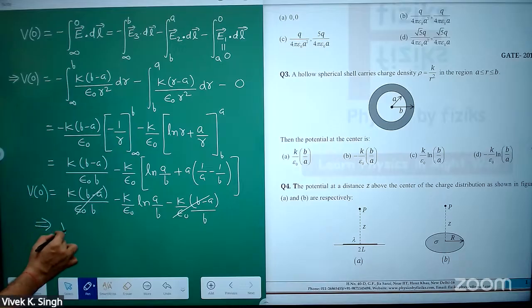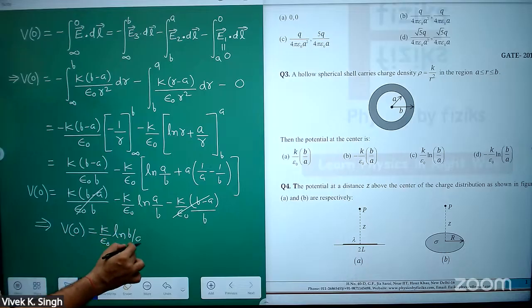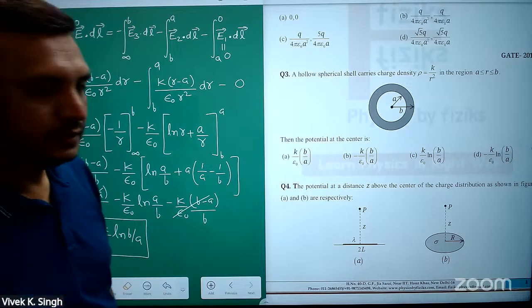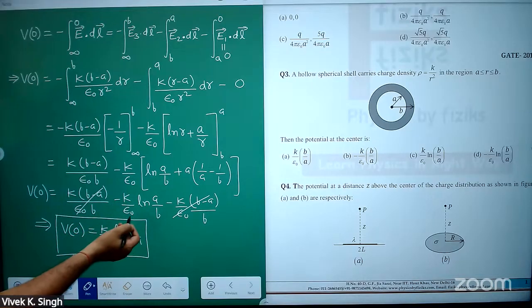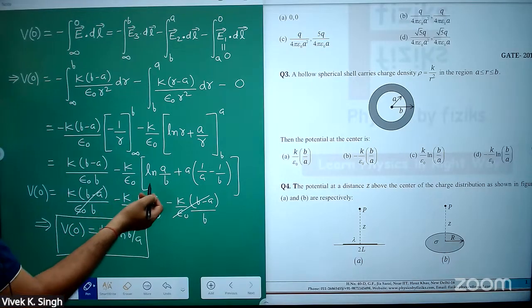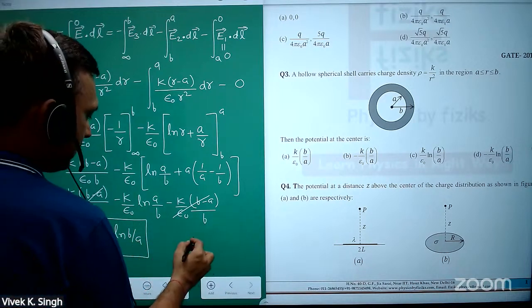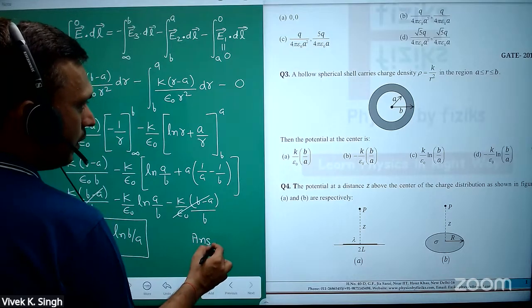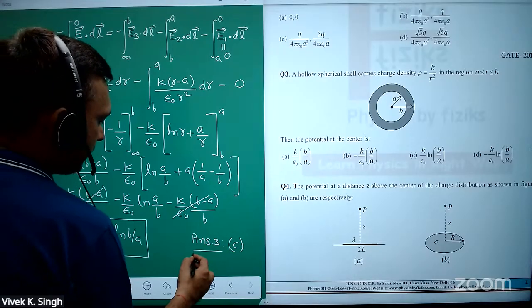So this will give you K by epsilon naught ln B by A. Now this is the potential at the center. So option C is correct. Minus ln A by B is ln B by A. So in this case, the answer of question number 3 is option C.